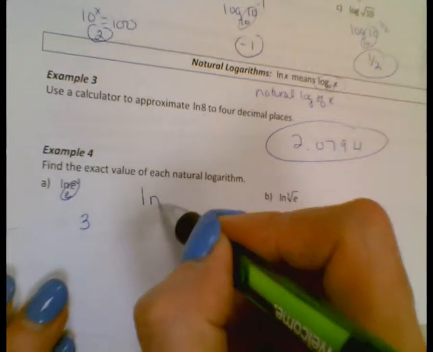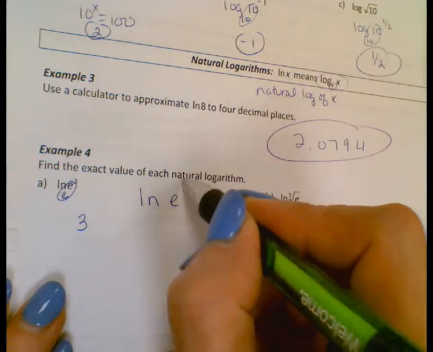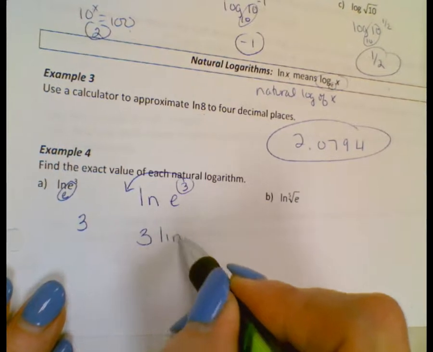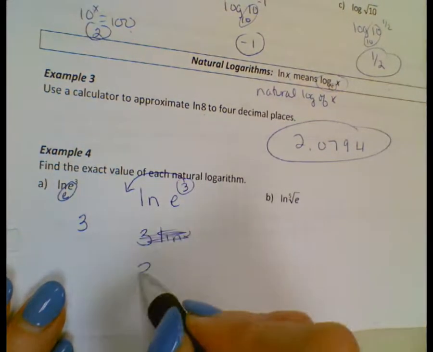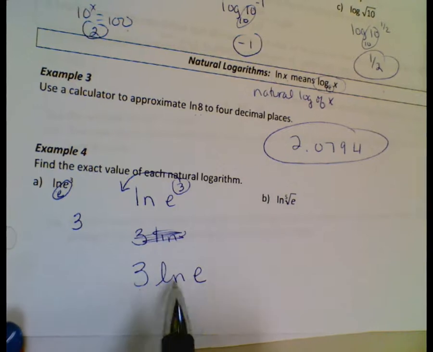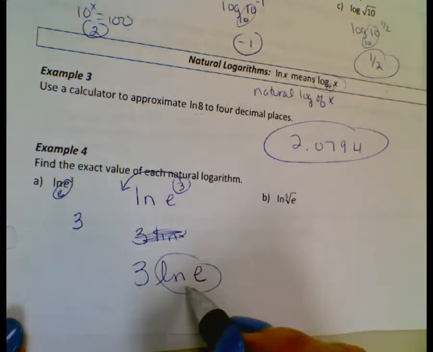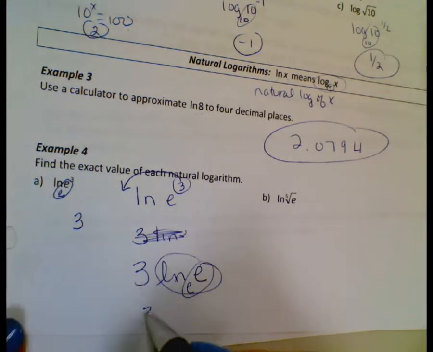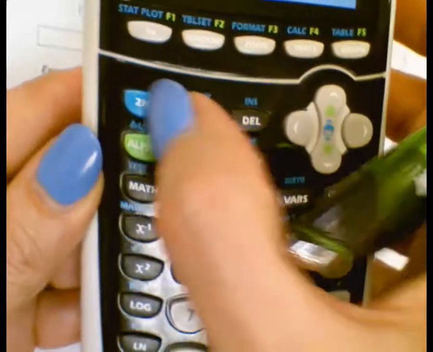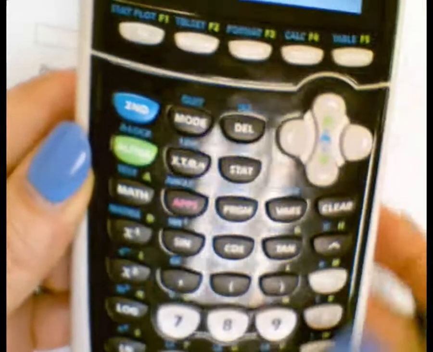So what's another way? Remember the lesson we did yesterday? Remember this 3? We can bring this out front. 3 natural log e. Let's try that again. I have to do cursive because I can't write ln straight. So this is 3 natural log of e. Natural log of e, because these cancel, is just a 1. Anytime you see natural log of e, it's just going to be a 1, so your answer would be 3. Let me just show you that. Natural log of e is 1.